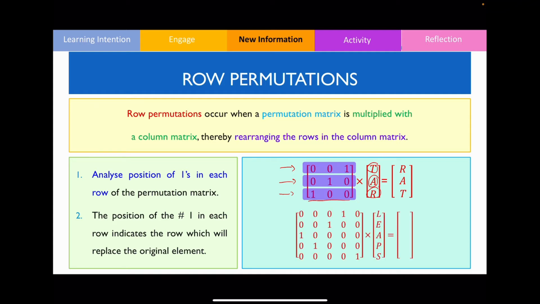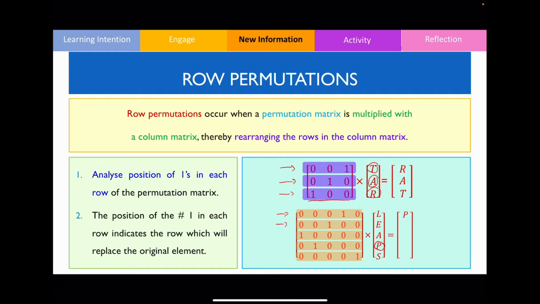So I've got another example of a row permutation. Again, I'll do the exact same thing where I'm going to analyze the positions of the number 1 found in each row. In this particular example over here, the number 1 is found in the 4th position. So therefore, this means that P now goes to row 1. So I'm going to put P over here.